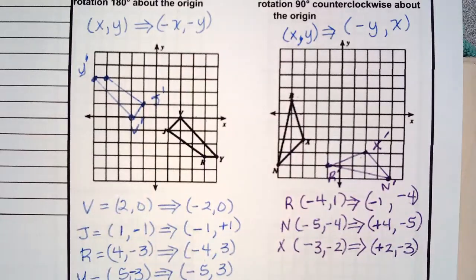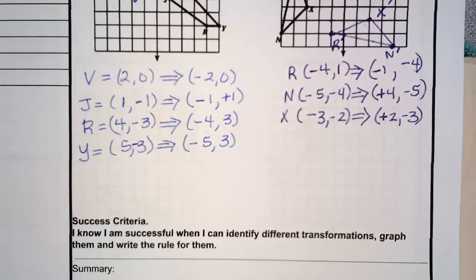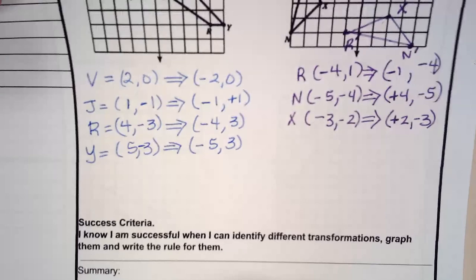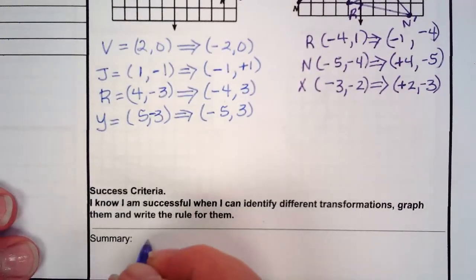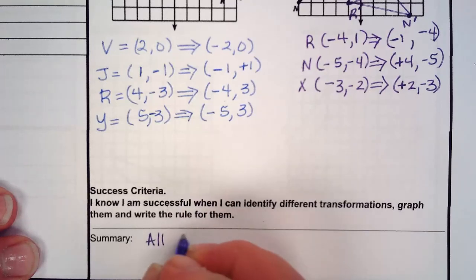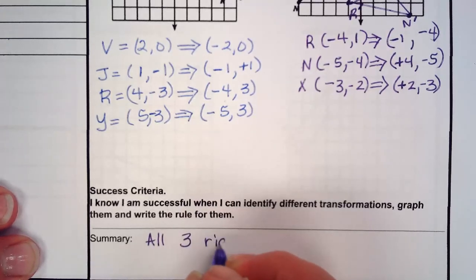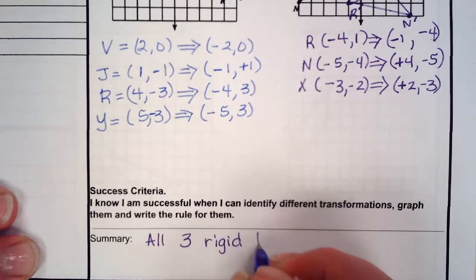Remember, we always have to apply those rules. And how do you know you're successful? You know you're successful when you can identify different transformations, graph them, and then write the rule for them. So these are all three rigid transformations.